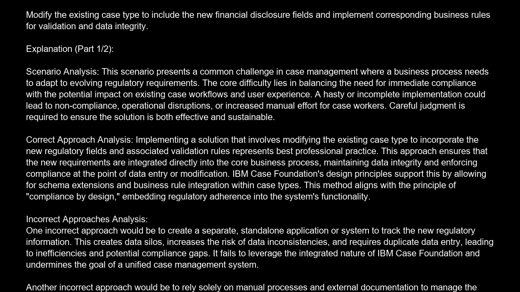The correct answer is A. Modify the existing case type to include the new financial disclosure fields and implement corresponding business rules for validation and data integrity. Explanation. Scenario analysis.